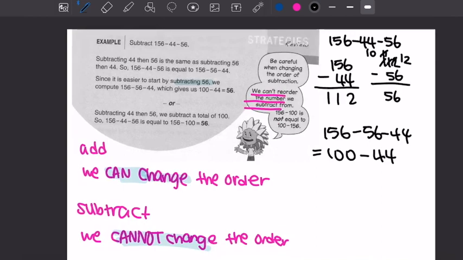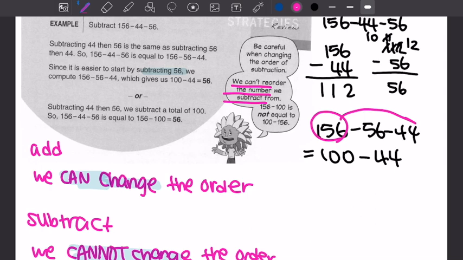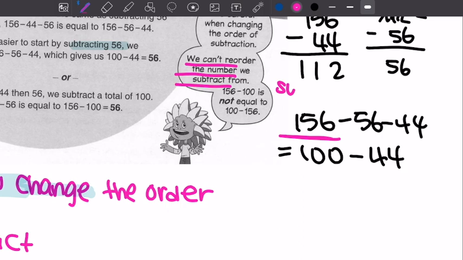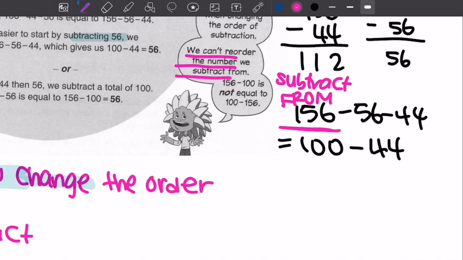Now this means that we cannot change 156 and move it to somewhere else. However, the number that follows can change. Since 156 is the number we subtract from, it has to be the first. But from there, we can change 56 and 44. Now, this may be a little bit confusing, but let's get used to this strategy by solving some practice problems.